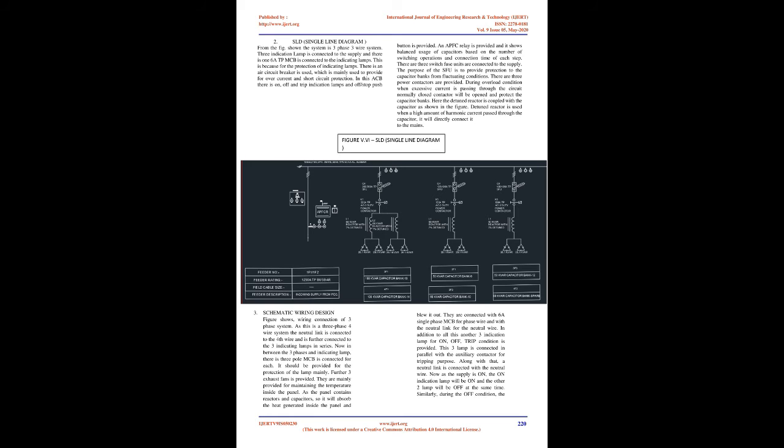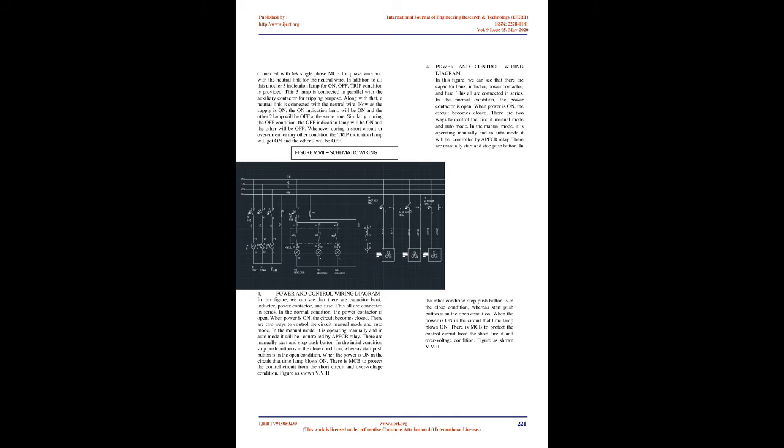It refers to the location of varied equipment and assemblies within the aggregated design of the electrical panel. It is a schematic representation of a physical electrical panel design. Figure 2: SLD, single line diagram. From the figure shown, the system is a 3-phase 3-wire system. 3 indication lamps are connected to the supply and there is one 6A TP MCB connected to the indicating lamps.